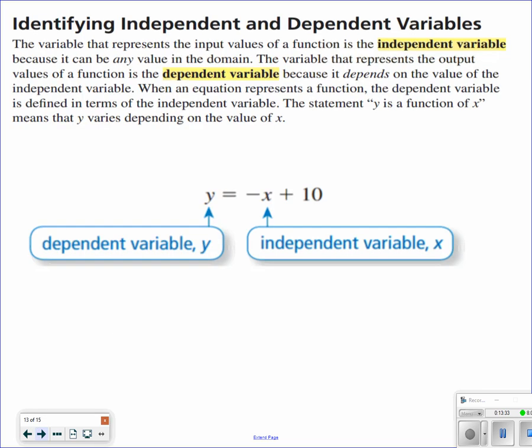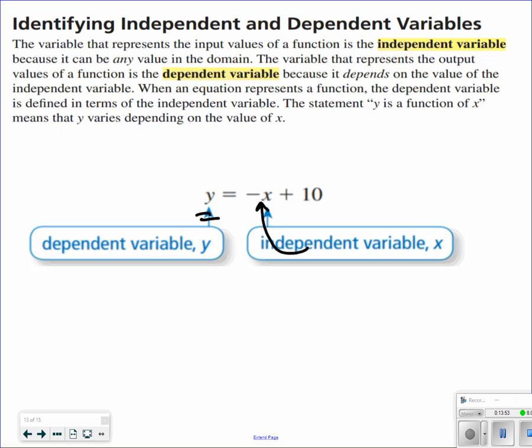Next, independent and dependent. Again, the statement y is a function of f means that y is depending on x. What I talked about previously, when I am plugging a number in for x and getting out a y, makes x the independent variable and y the dependent variable.